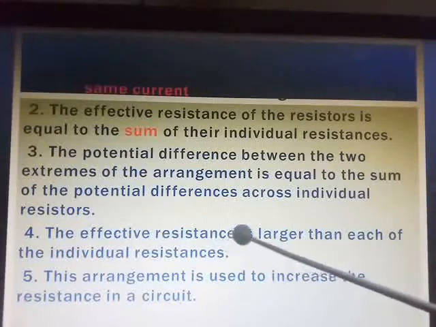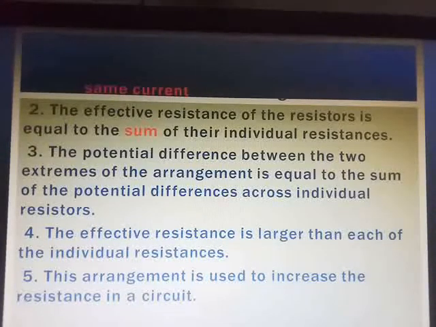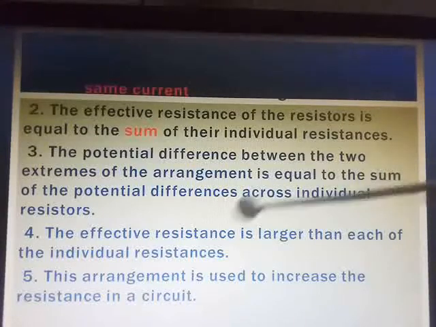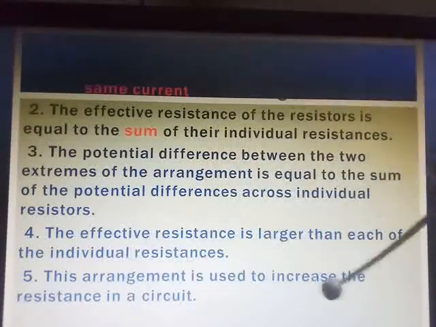Fourth, the effective resistance, that is your total resistance, is larger than each of the individual resistances. If a child is collecting chocolates from 3 different children, then that first child who is collecting will have more chocolates than each of the other children. So effective resistance is larger than each of the individual resistances, and hence this arrangement is used to increase the resistance in a circuit. So these are the characteristics when the resistors are connected in a series combination.